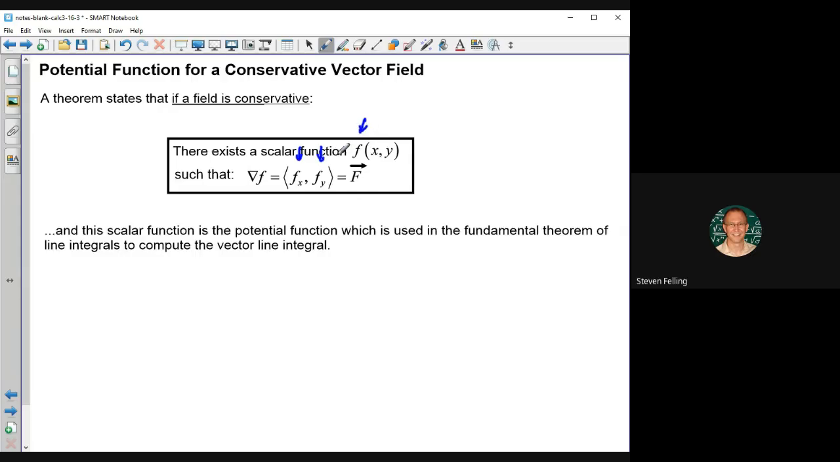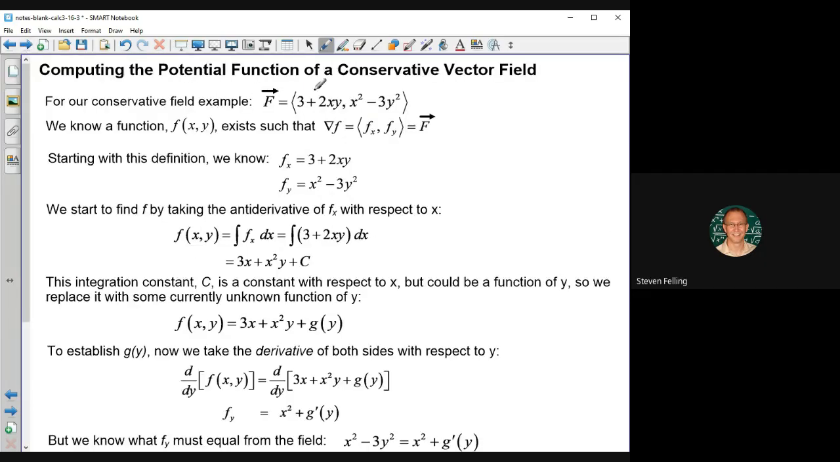Okay, so let me show you an example of how we compute this potential function. It's kind of a neat little process. For our conservative vector function, f was defined by a P and a Q here, right? And we know that there is some function, because this is a conservative field, we've checked it, such that the gradient of that function, the partial derivative with respect to x and the partial derivative with respect to y, will be equal to these two things here.